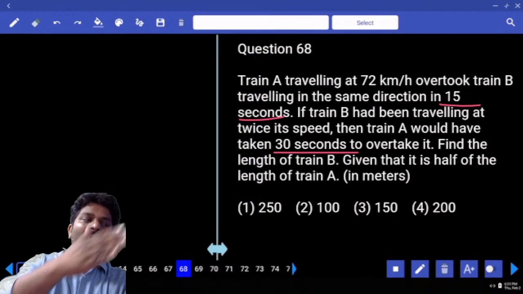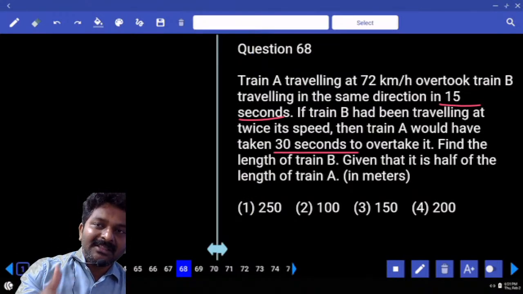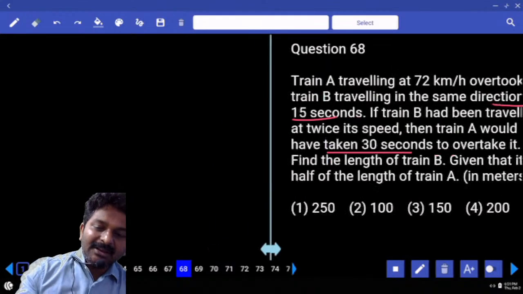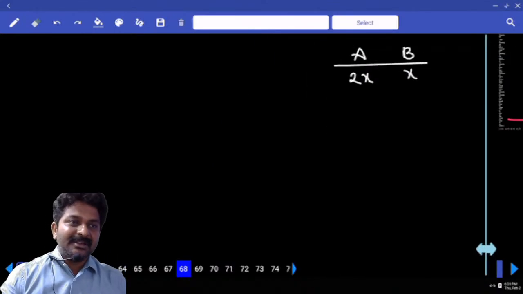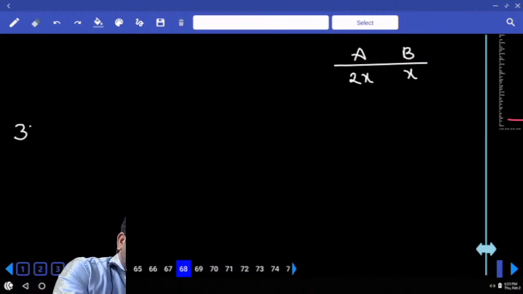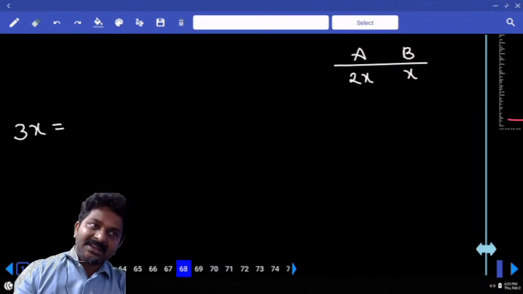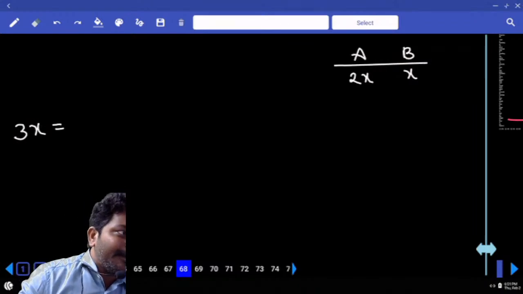So if a train overtakes another train, what is the distance covered? Train length A plus train length B. Train length A treated as 2x, B treated as x. Sum is equal to 3x. This is the distance covered in any case, first case or the second case, correct?